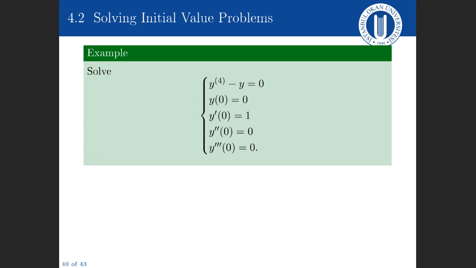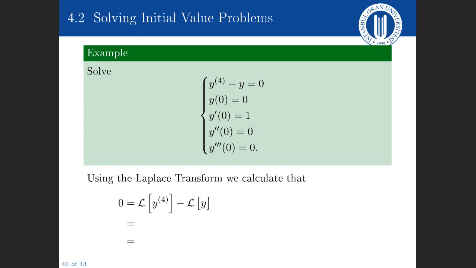Solve a fourth order homogeneous linear differential equation with four initial conditions. We're going to use the Laplace transform. The Laplace transform of 0 is 0. And that must be equal to the Laplace transform of the four derivatives of y minus the Laplace transform of y.